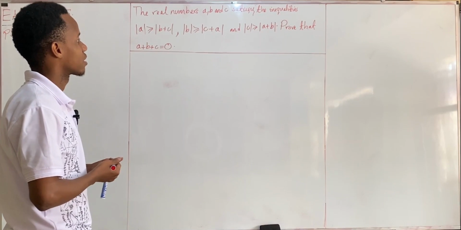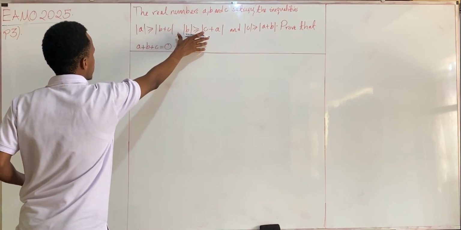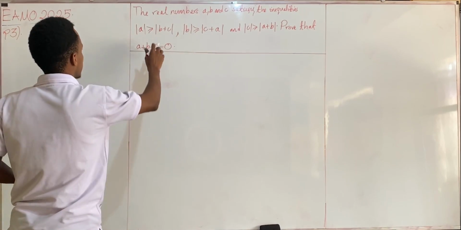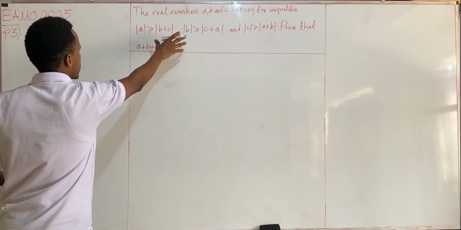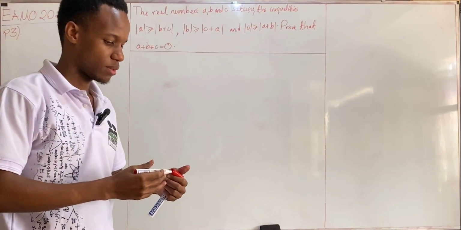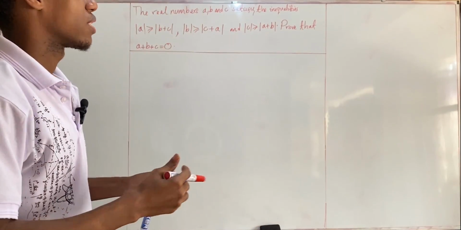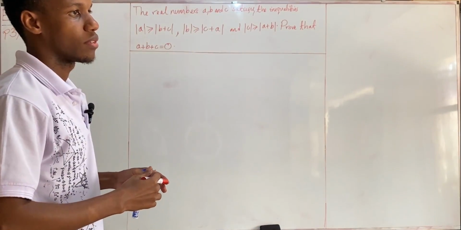So we want to prove that whenever these inequalities are true, then this equation is also true. So how do we do this? In order to do this problem, we have to square these inequalities. We have to square both sides of each of the three inequalities.